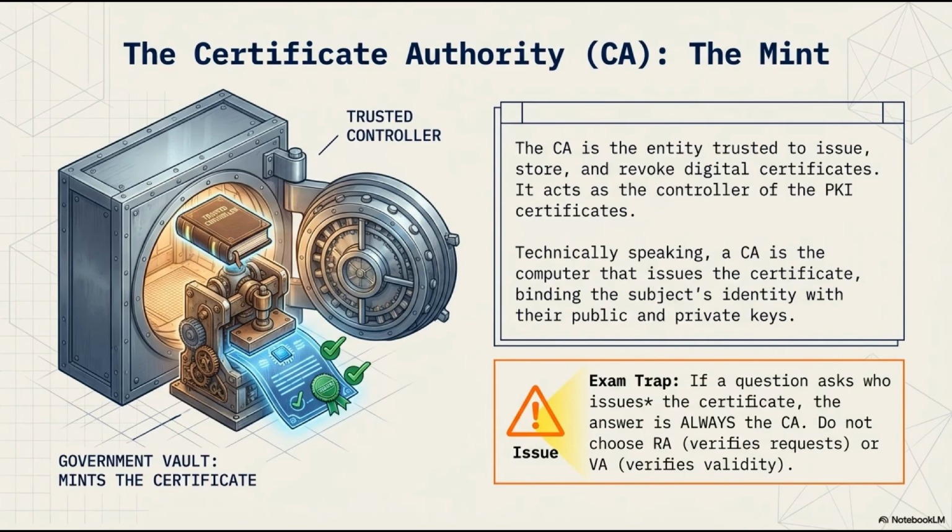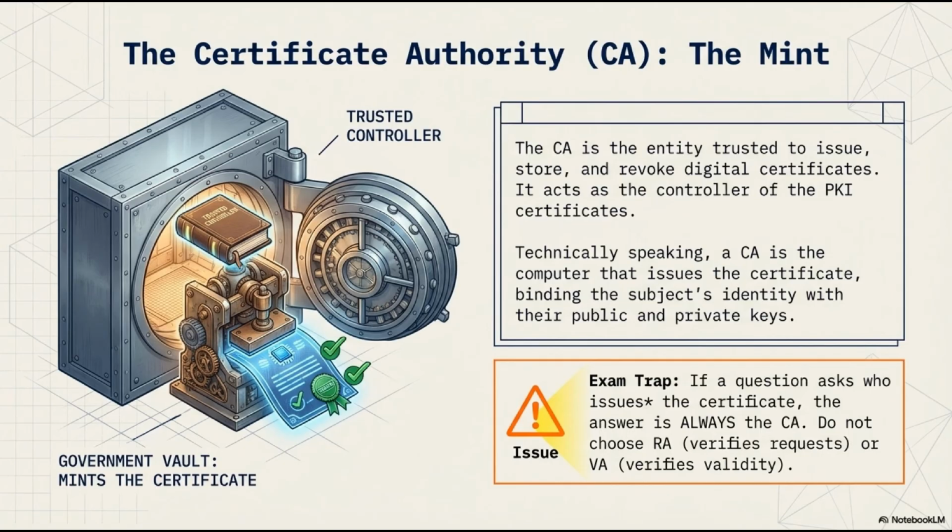And there is a massive exam trap warning on this slide. It dictates a hard and fast rule you have to memorize. If a question asks what entity issues the digital certificate, the answer is always the CA. Always. Do not choose the RA because they only handle the intake and verification. Exactly. And do not choose the VA because they only verify validity later on. The CA is the mint. It is the only entity with the power to issue. That is a critical distinction. Yeah, really commit that to memory.